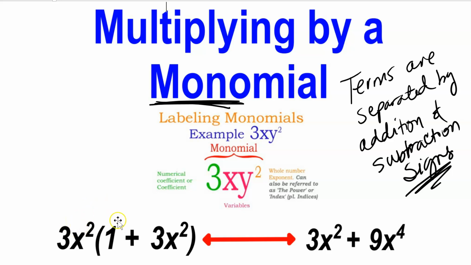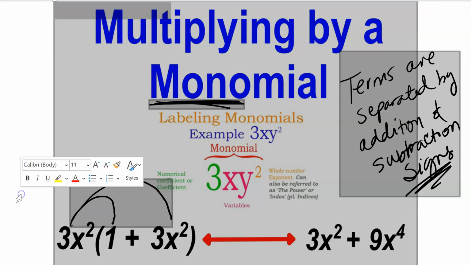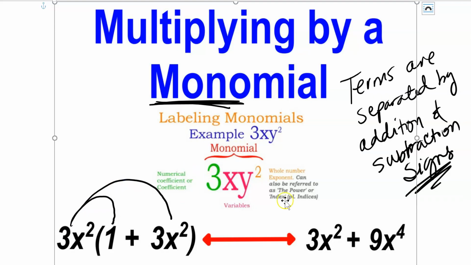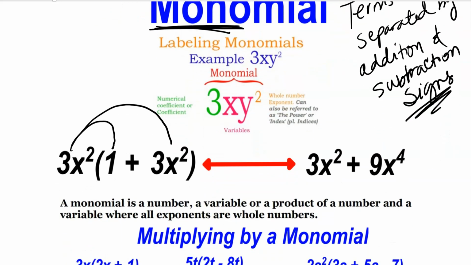So, we distribute. Okay, this is the distributive property. So we distribute this here, and we will distribute this here. So 3x squared times 1 is 3x squared. 3x squared times 3x squared, because we're multiplying 3 times 3. 3 times 3 is 9, and then x squared times x squared is x to the 4th, because we know when we multiply exponents, we add them. We know that from chapter 7.